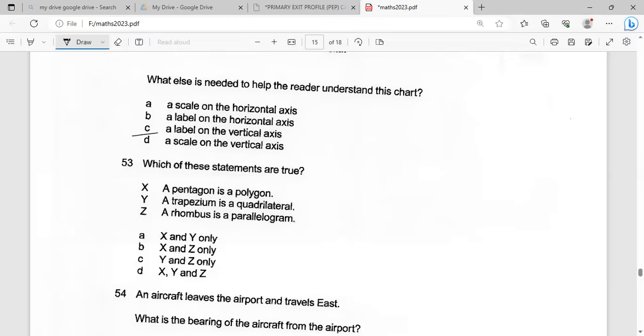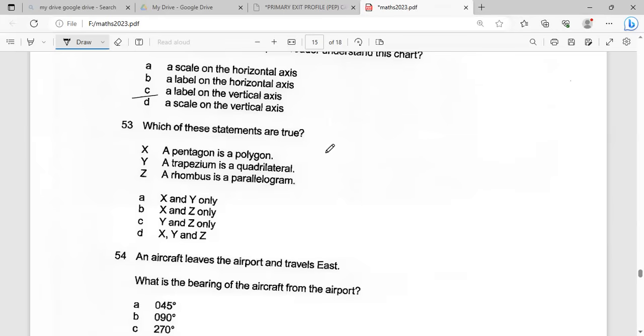Which of these statements are true? A pentagon is a polygon. A trapezium is a quadrilateral. A rhombus is a parallelogram. I'm going with D. All of them are correct.